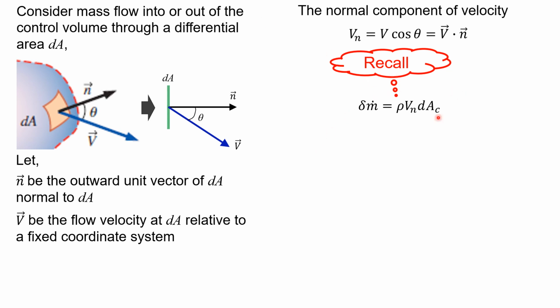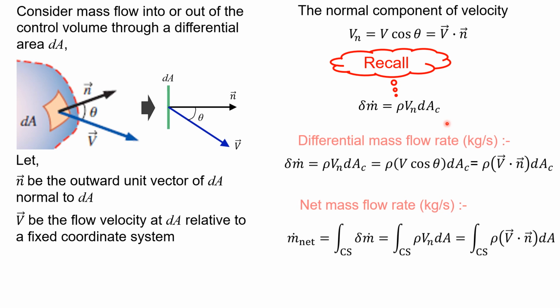So we know this is the formula. From here we can derive. So we just substitute this into this formula. Because we know Vn equals V cos theta, or the product of vectors V and n. So we can just substitute in this formula, replacing this Vn. So we will get this formula.